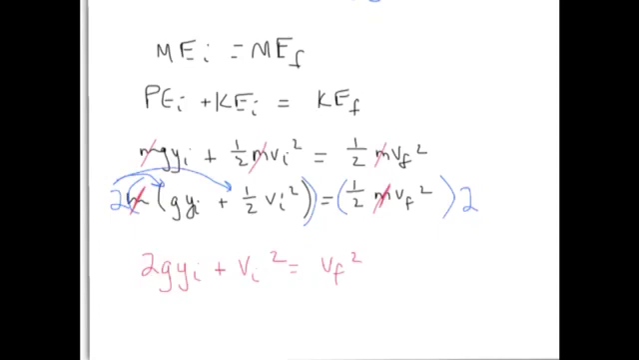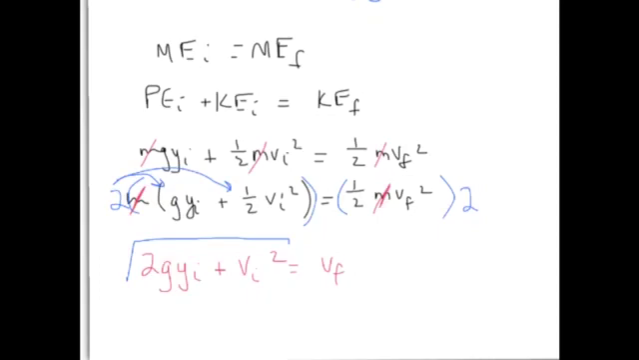But the 2gyi has to be noted in the front. Again, you're multiplying everything by 2 to get rid of that 1/2 there. Then take the square root at the end. So it's the square root of 2gy plus vi squared.